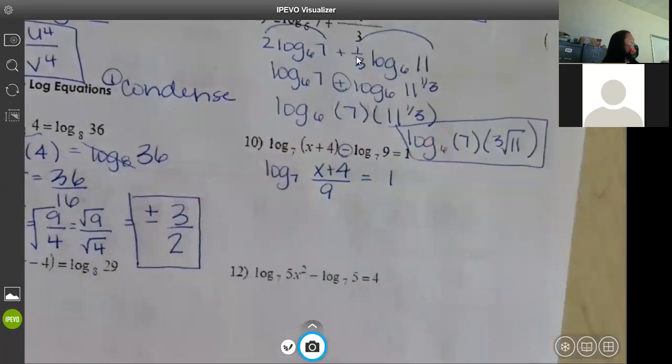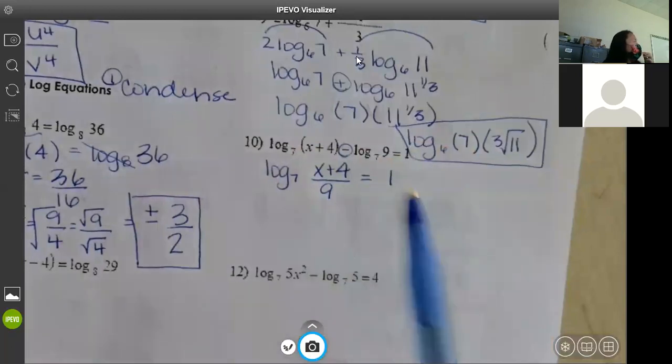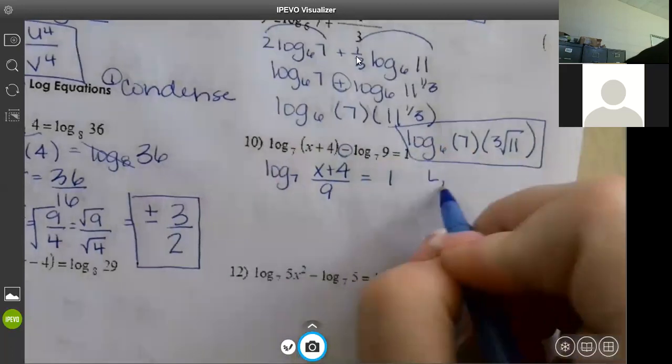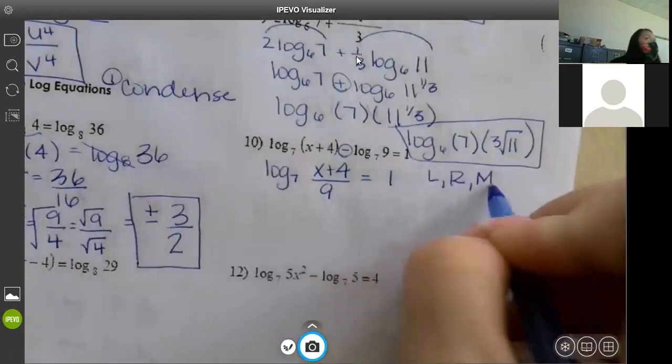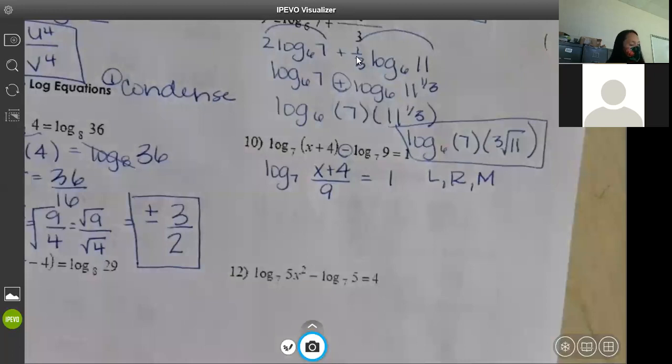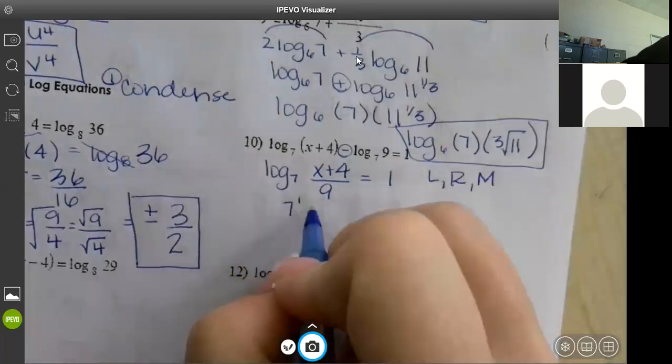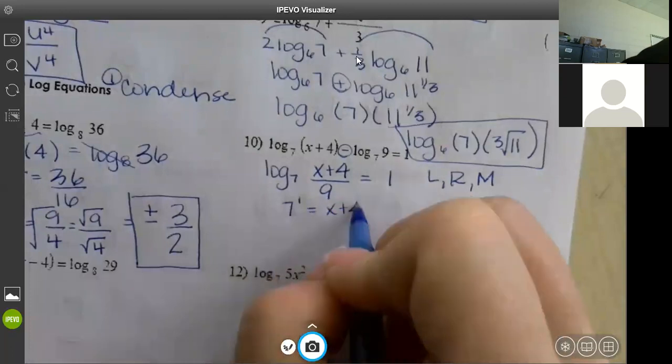So again, the second step depends on how many logs you have. I don't have one on one side, one on the other, so I can't cancel it out. So remember, the way that I work this one is those 3 magic words, left, right, middle. What's your leftmost number? What's your rightmost number? 1 becomes the power, and it's equal to the middle, and we're just going to rewrite it all down.